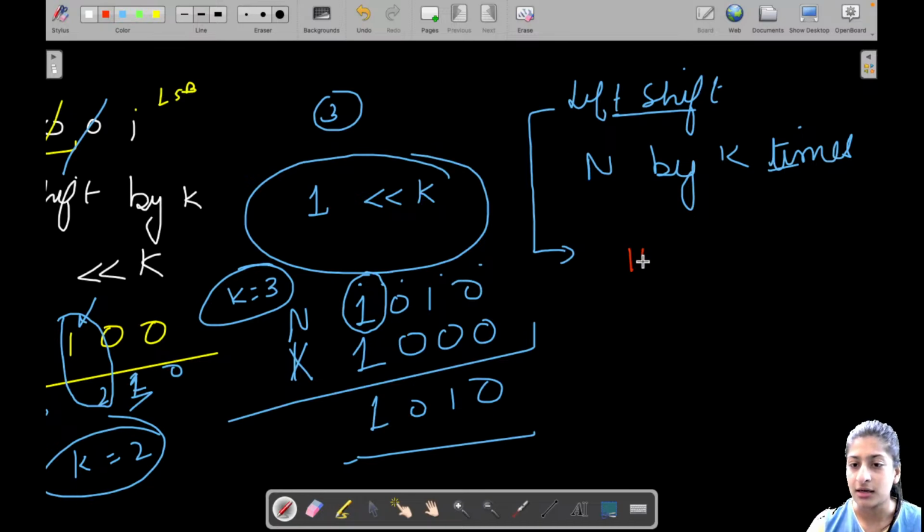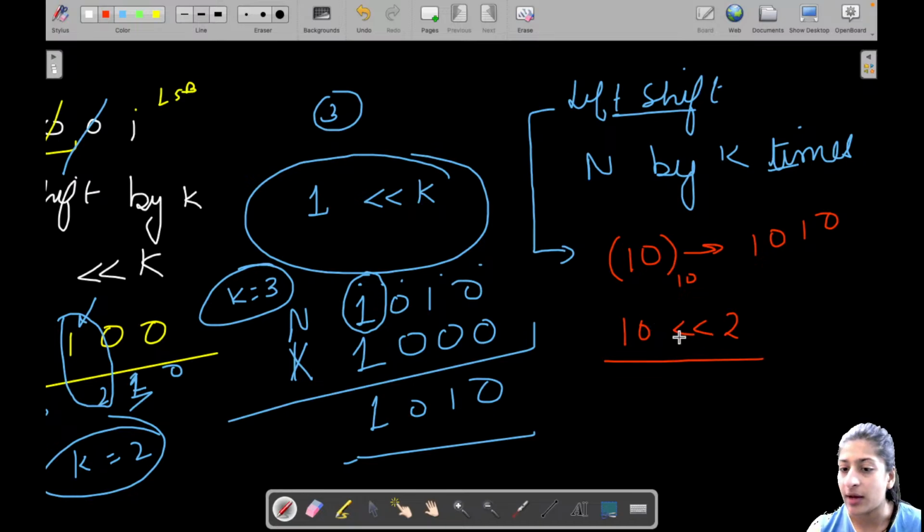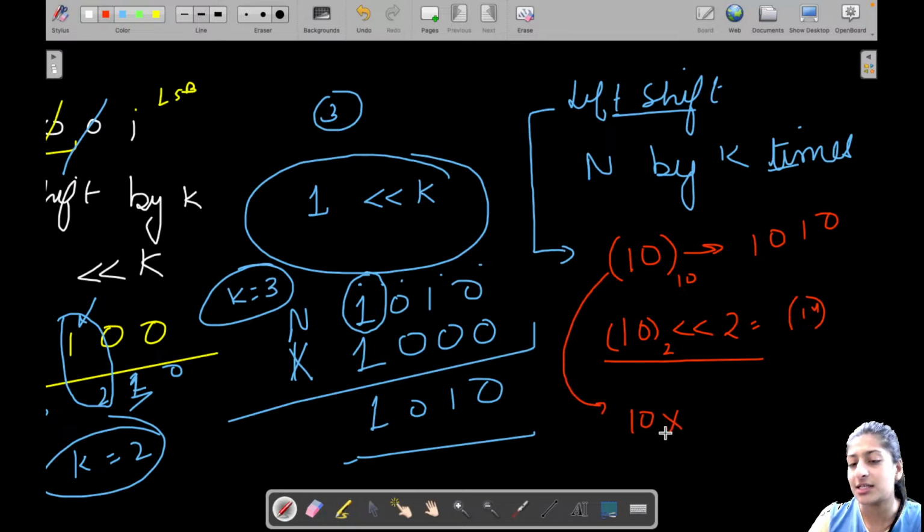So if I took 10, 10's binary representation is what? 1010, right? And when I'm doing a left shift on 10 by 2 times, this left shift I'm performing on binary only, so obviously its binary representation is being left shifted by 2, then I am getting number 14. But what is actually happening in terms of decimal, actually I'm multiplying this with 2 to the power of k. So 10 multiplied by 2 to the power of 2.